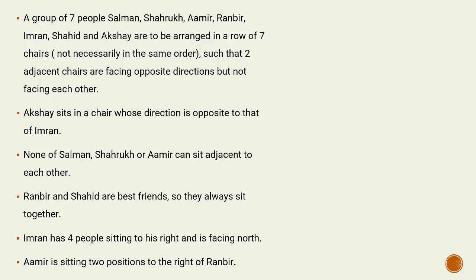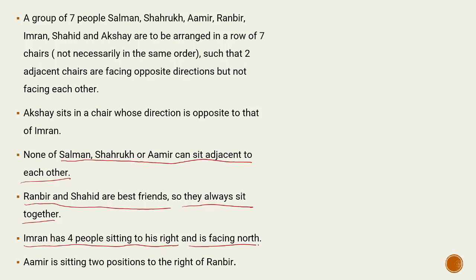Now Akshay sits in a chair whose direction is opposite to that of Imran. That does not tell me anything about the position of Akshay and Imran. Then we have an important point: none of Salman, Shahrukh or Amir can sit adjacent to each other, so they cannot be neighbors. Ranbir and Shahid are best friends, so they always sit together. Imran has 4 people sitting to his right and is facing north.